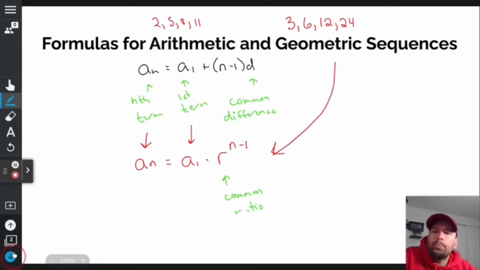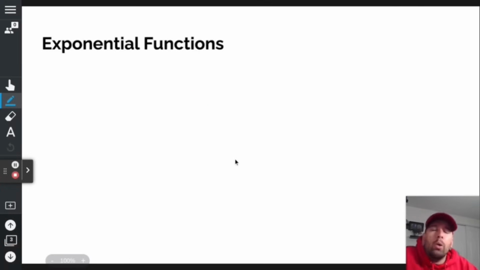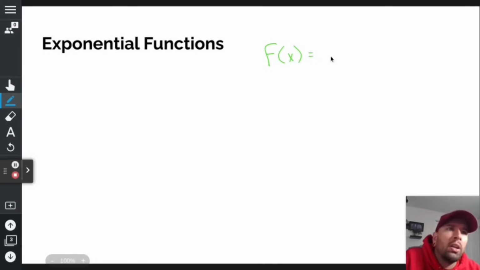Okay. All right. That takes us to exponential functions. Now, what an exponential function, generally speaking, looks like is going to look exactly like the geometric sequence. f of x is going to equal a, which is like your first term, times b, which is like your common ratio, to the x power. The difference between exponential functions and geometric sequences is we're not subtracting one here. Now, we're going to do a little bit of manipulation later in this video. You'll see what I mean, but that is the exponential function.